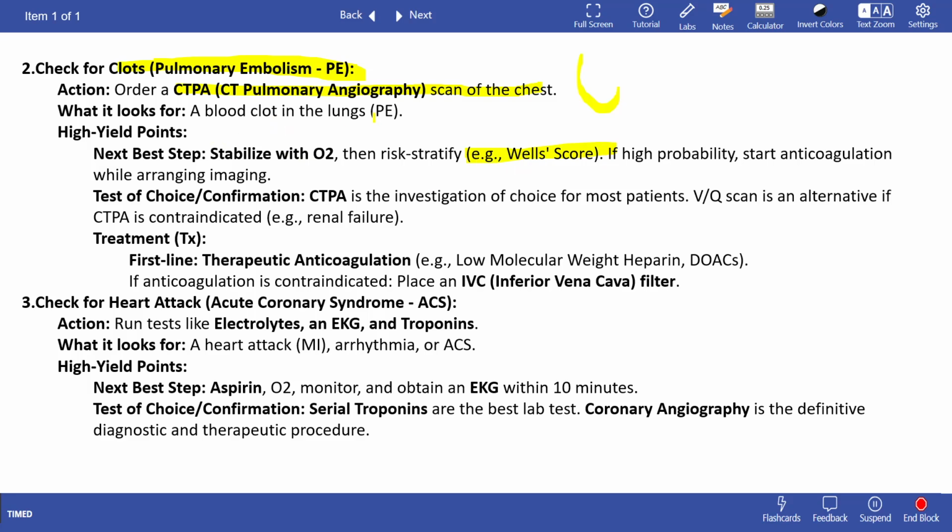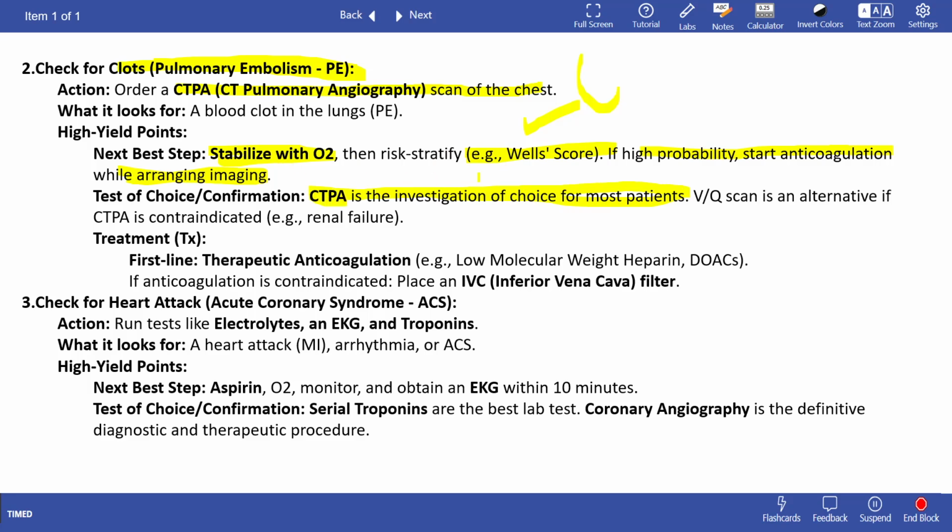But if the patient is unstable, then we first stabilize the patient. Obviously, that is a rule of thumb that you must understand. We first stabilize the patient with oxygen, then we stratify according to the Wells score. If it is a high probability case, then we start anticoagulation while we also arrange for imaging. If it is a high probability case, then we do CT because it is the investigation of choice.